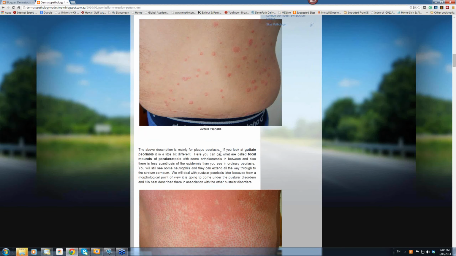Now, in guttate psoriasis, they're saying that you may get some focal mounds of parakeratosis with some orthokeratosis in between. And there's less acanthosis of the epidermis than in ordinary psoriasis. You can still see some neutrophils, and they can go all the way up to the stratum corneum. But it's slightly different, the histology in guttate psoriasis.